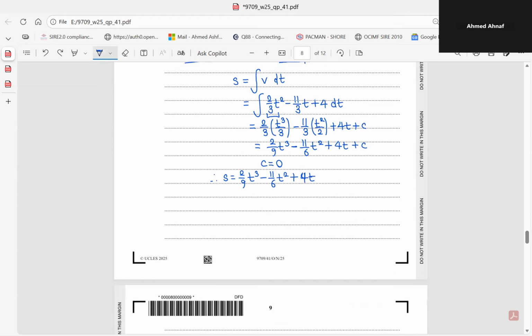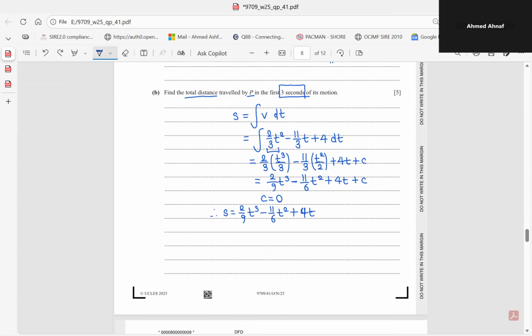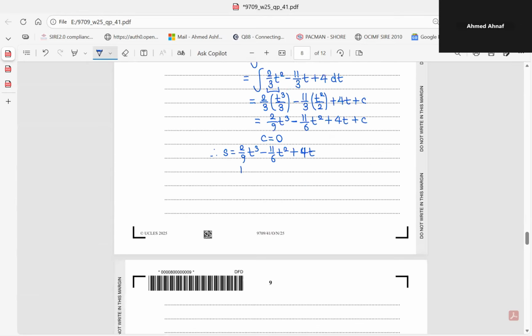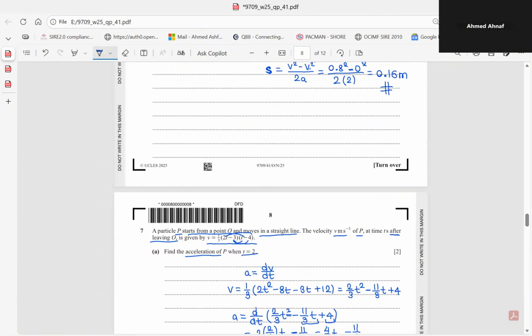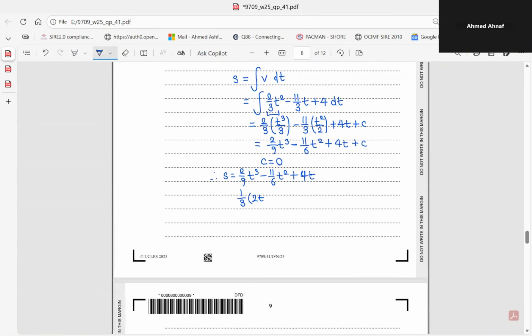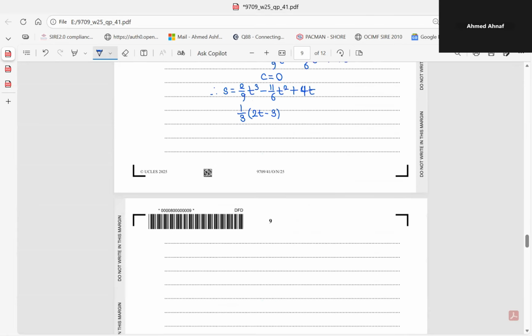Okay, so just equate it to 0 using the factorized form. It's a lot easier. So 1/3 times (2t minus 3) times (t minus 4) goes to 0. Then you get t equals 3/2. So these are inflection points, and t equals 4. These are our points of inflection.